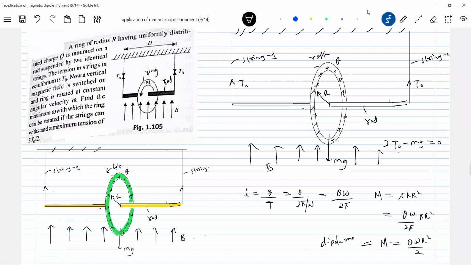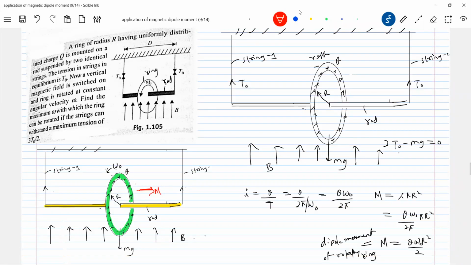The magnetic dipole moment of the rotating ring should be directed along omega naught. So there will be a dipole moment, this m bar. Now there will be a torque, m bar cross b bar.